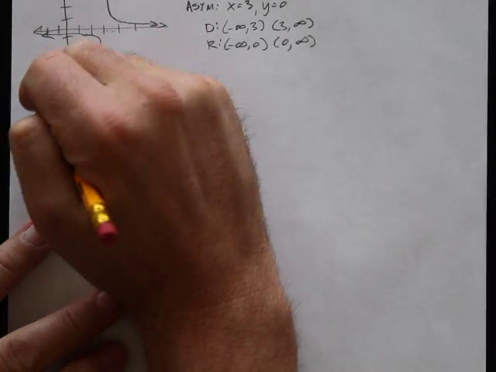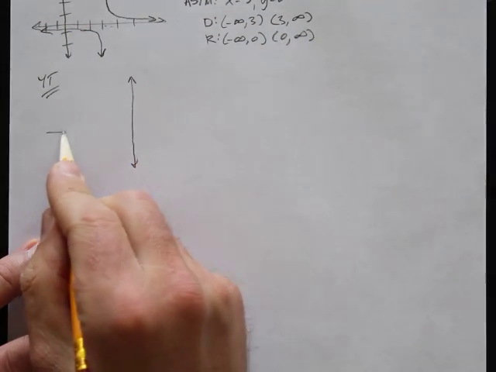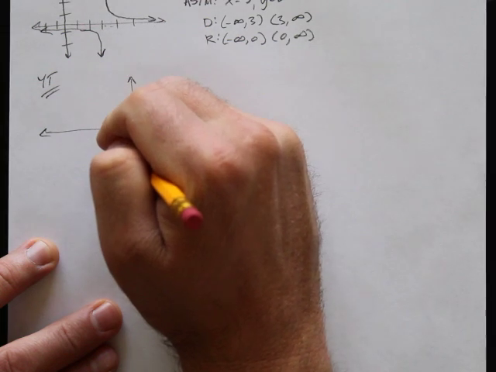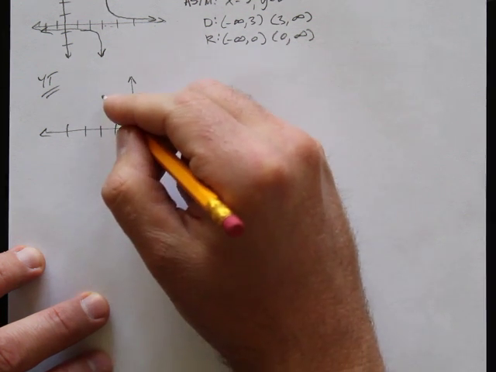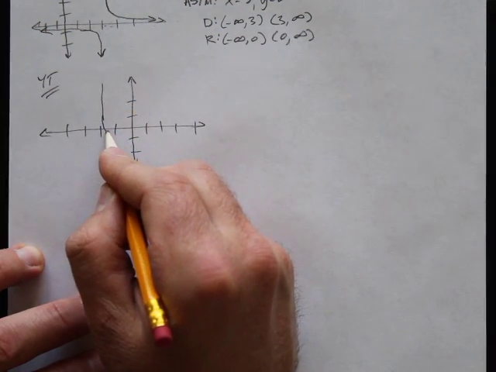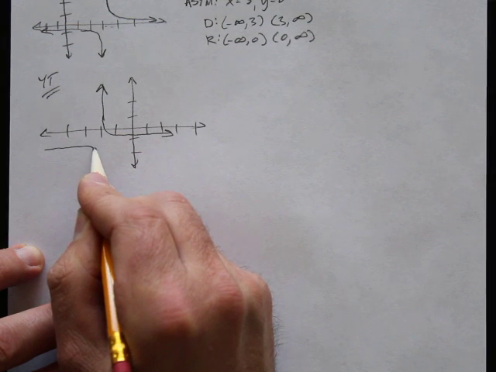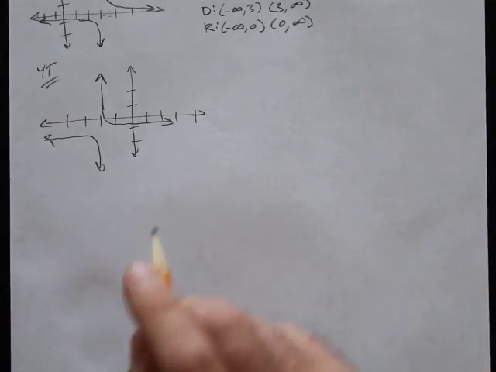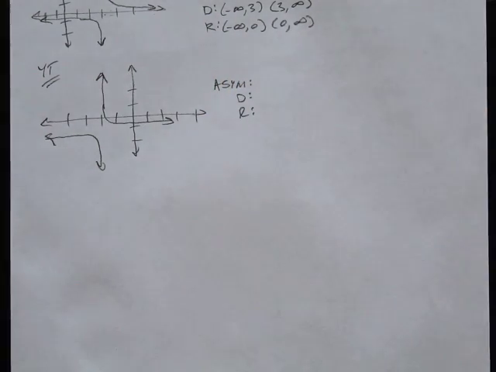Okay, you try. 1, 2, 3, 4, 1, 2, 3, 4. Okay. Now let's see here. Right around here, I'm going to go like this. And I'm going to go like that. And I'm going to come this way and down that way. There we go. Not perfect, but okay. So I want my asymptotes. I want my domain, and I want my range. All right, go.